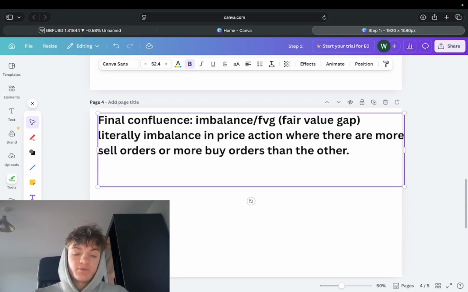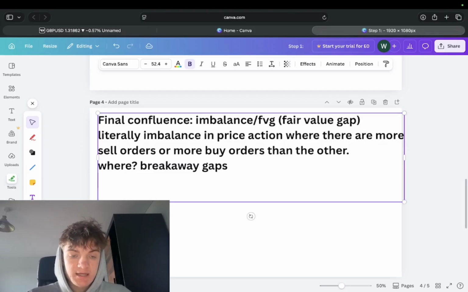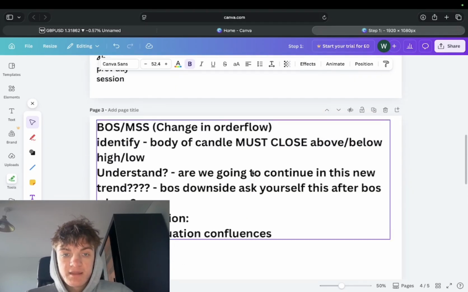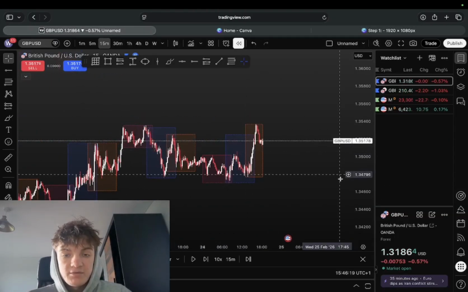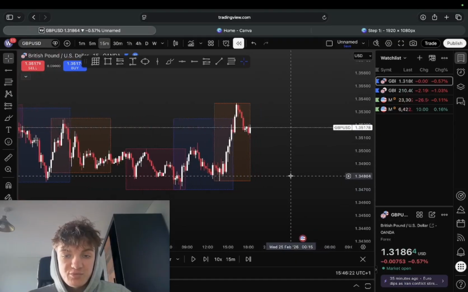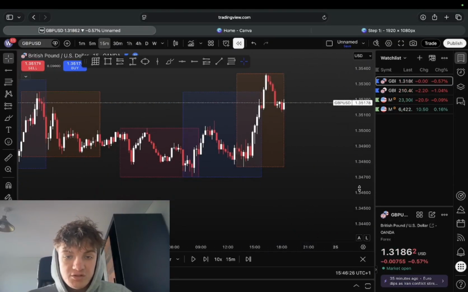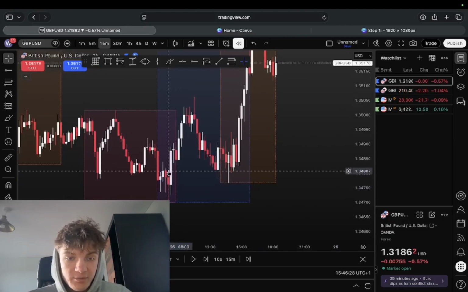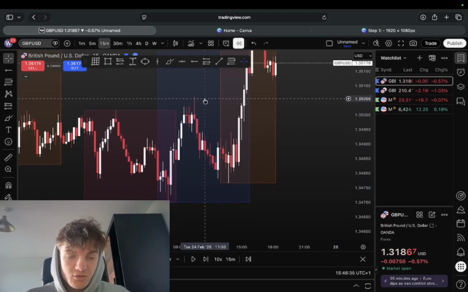So where does it happen? There are breakaway gaps, and just normal FVGs, which are fair value gaps. Why do they happen? It's quite similar to break of structure in that sense. A break of structure is a change in order flow. This is kind of just proof of the change in order flow. As if we have broken structure to the upside, as we do here, look, we break structure to the upside, breaking structure and changing from a bearish into a bullish order flow.